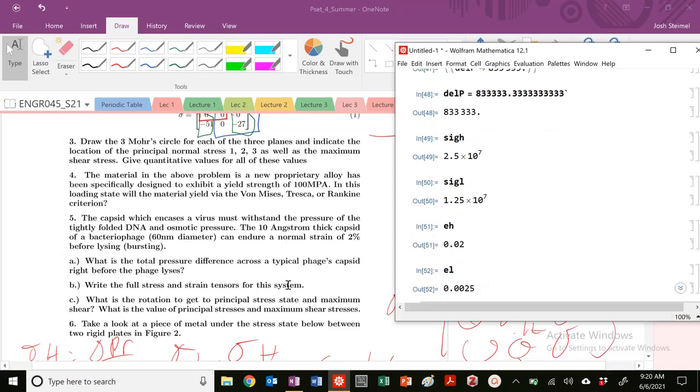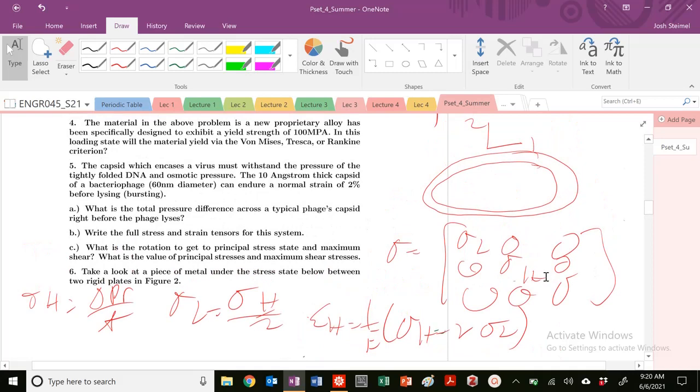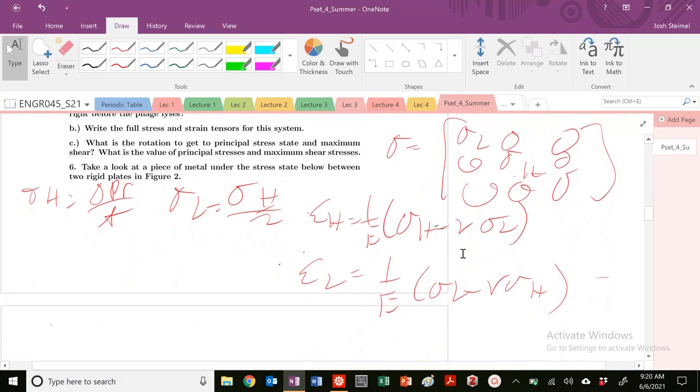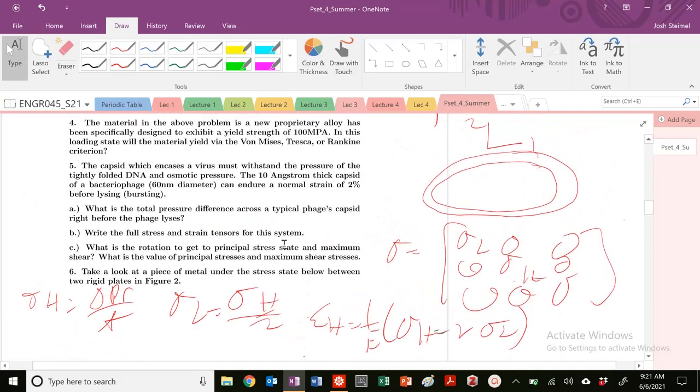What's the rotation to get to the principal stress state? We are already in the principal stress state. What is the value of the principal stresses? Sigma 1 equals sigma H, sigma 2 equals sigma L, and sigma 3 is equal to 0. The maximum shear stress is always sigma 1 minus sigma 3 divided by 2, so it's just going to be my sigma L.